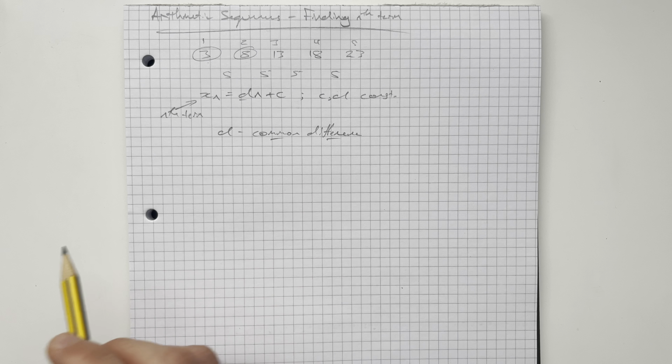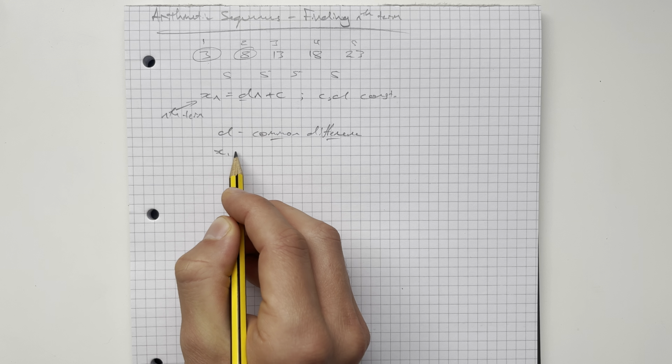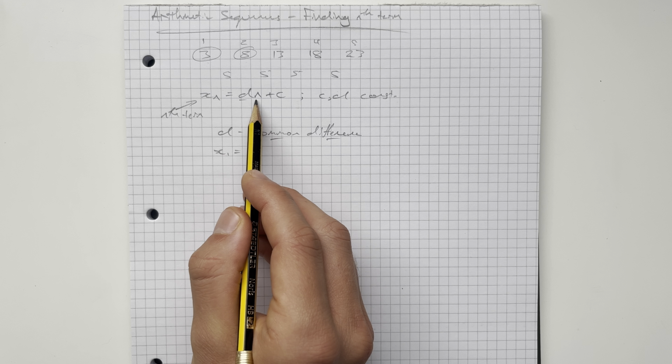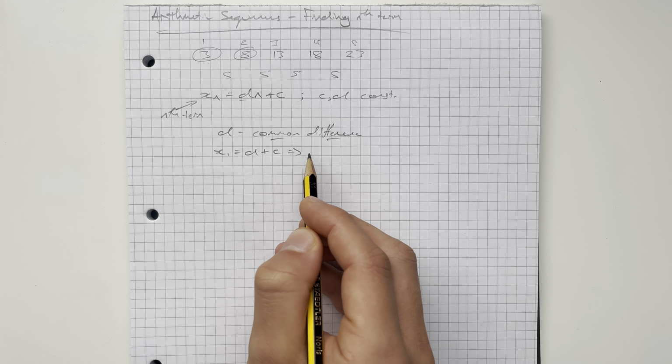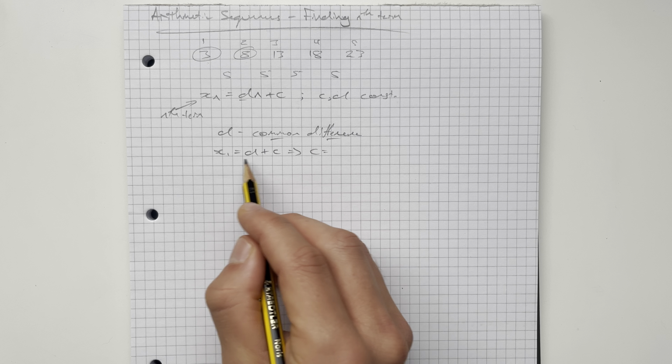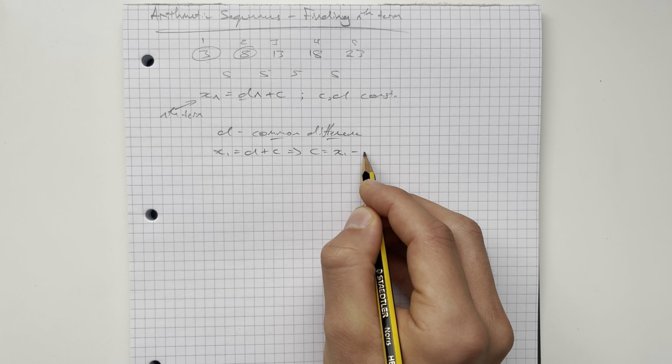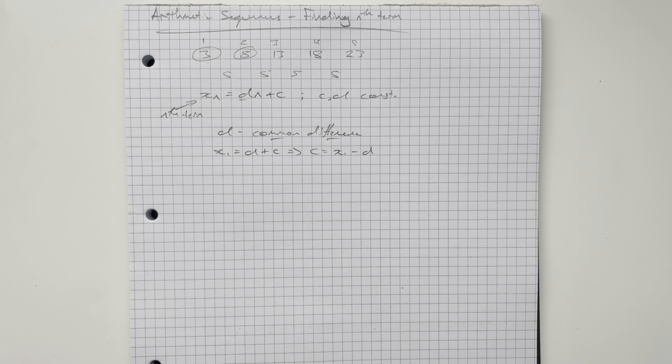And the way we find c is if we think, well, let's plug in the value for 1, so like the first term. So what we'd end up with is x1 is equal to, well, n is our variable, so when n is 1, we're going to have just d there, plus c. So we can rearrange this and say that c is equal to x1 minus d. So the first term minus the common difference.